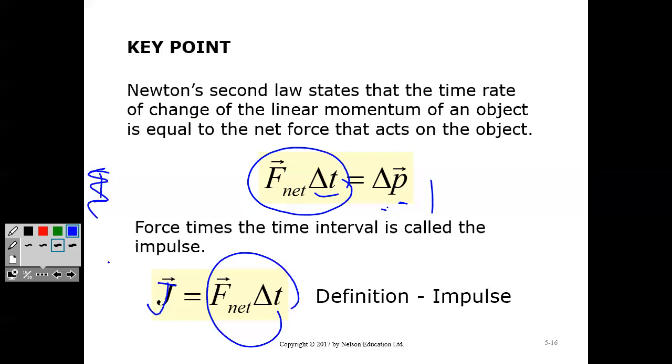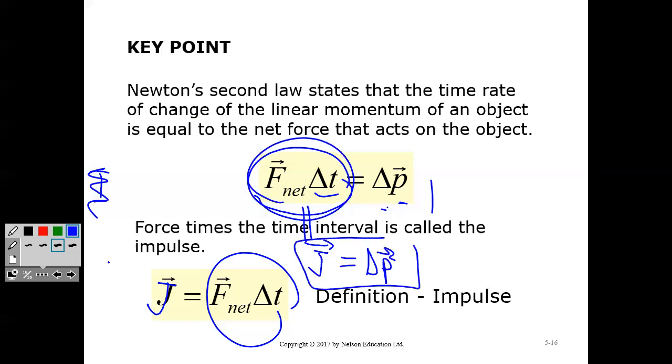So it's also the definition of impulse. The definition of impulse is this, okay? We are going to call this the impulse. So I can say J is equal to the change in the momentum. This follows from Newton's second law. This is the impulse momentum theorem. J is equal to delta P is the impulse momentum theorem. The definition of impulse is F into delta t.